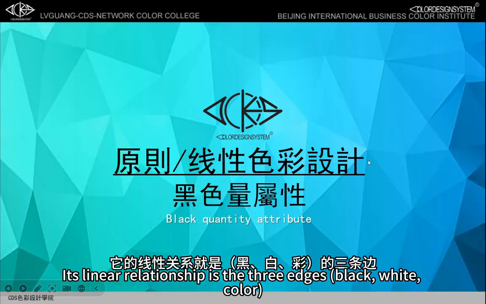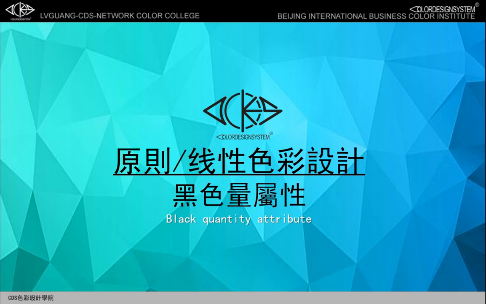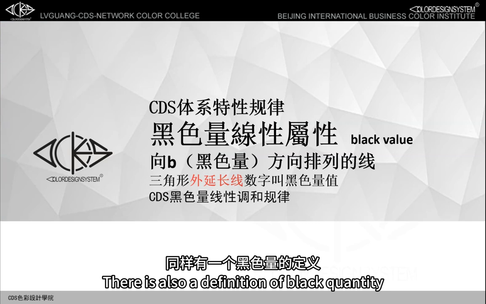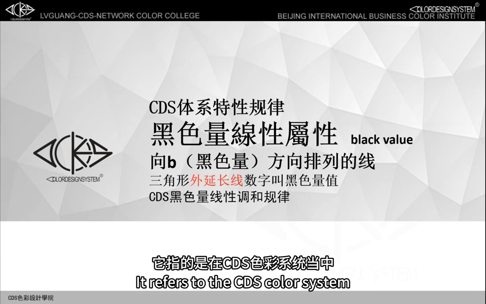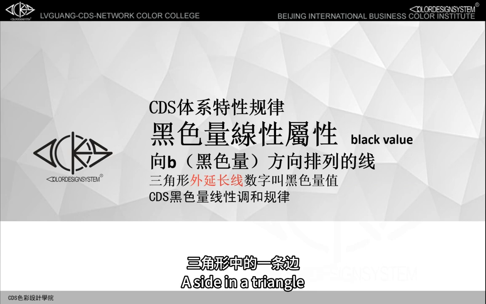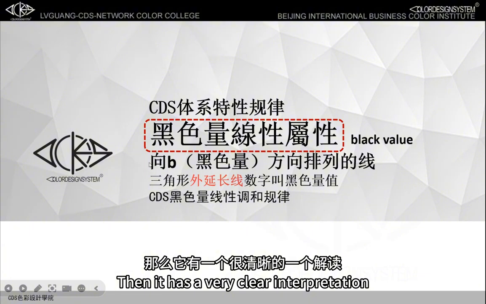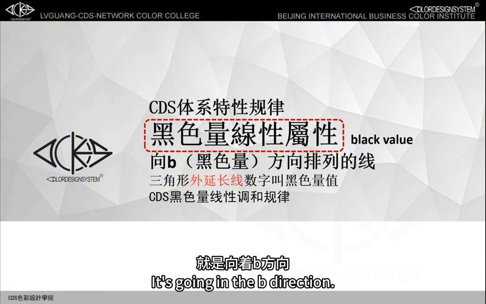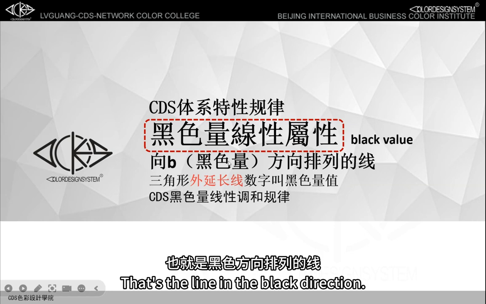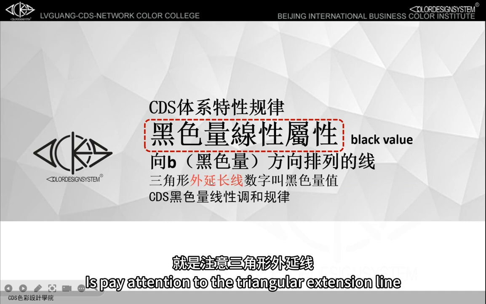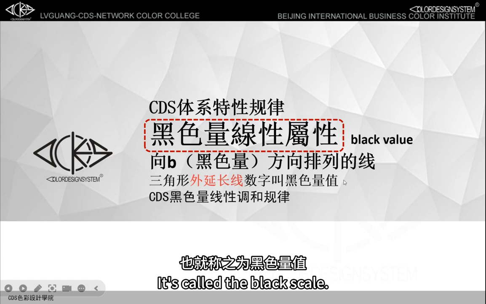Its linear relationships are the three edges: black, white, color. What we're talking about today is the relationship of the side of the amount of black. There is also a definition of black quantity. It refers to a side in the triangle of the CDS color system. This side is black, it's linear, and it has a very clear interpretation. It's going in the B direction, that's the line in the black direction. Pay attention to the triangular extension line. It's called the black scale.